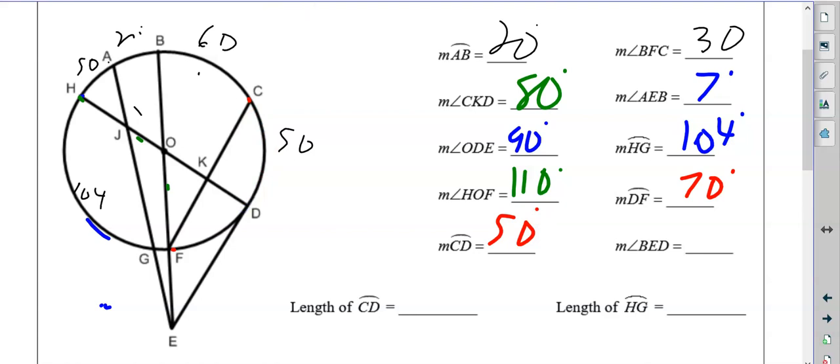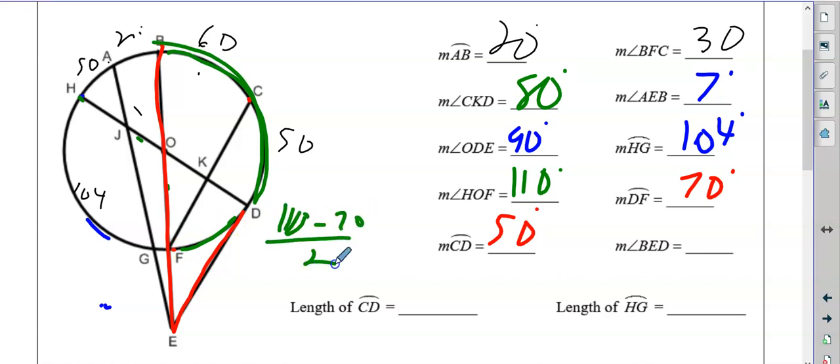And BED. So there's that subtraction problem again. We take the big arc, 110, minus the small arc, 70, and divide by 2. So that's 40 divided by 2, which is 20.